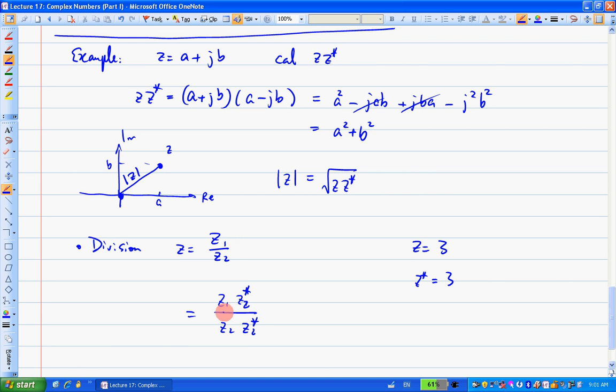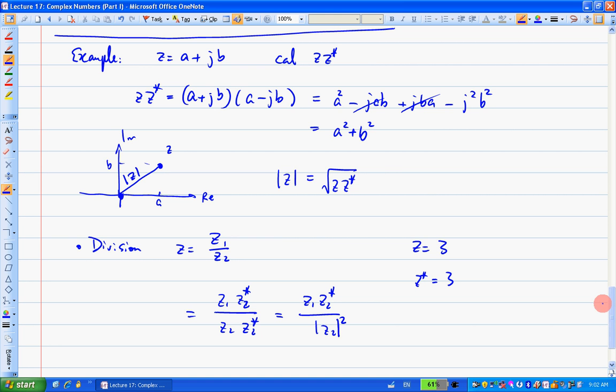But this way, you turn the denominator into a real number, and the top one here, I don't know what it is, but it's just a simple multiplication of two complex numbers. So all you need to do is carry out the multiplication on the top and divide at the bottom. So that's basically Z2 squared here. That's it. That's the whole idea of division.